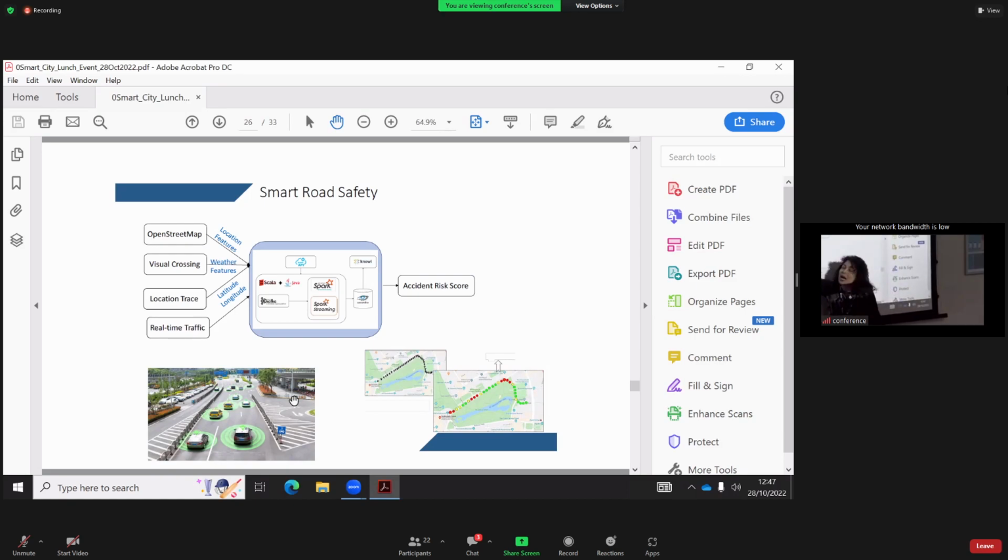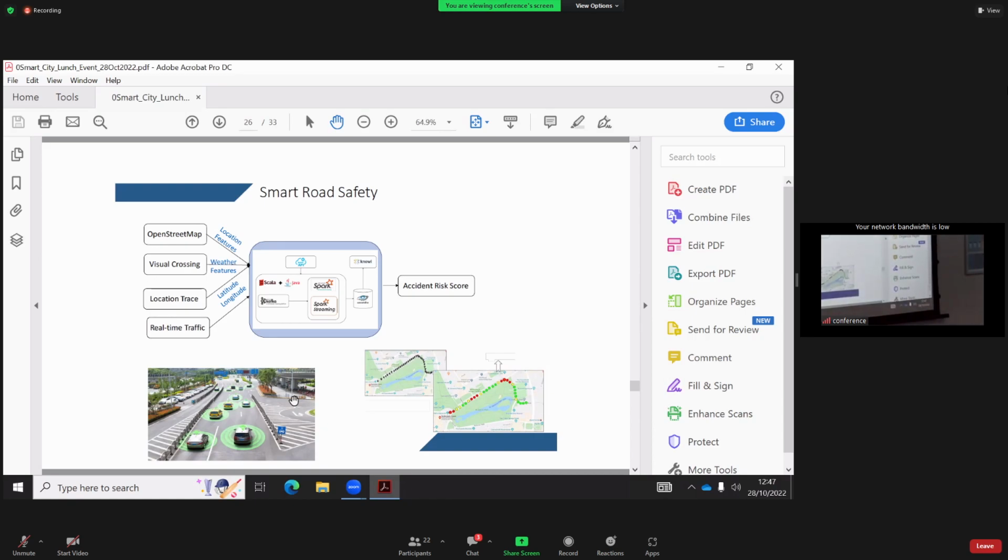And then, of course, after collecting the real-time data, we have machine learning, which has been trained offline based on the historical data. And we use that model to have an online prediction for the accident risk score, which is used in the navigation for finding the safest route between two points.